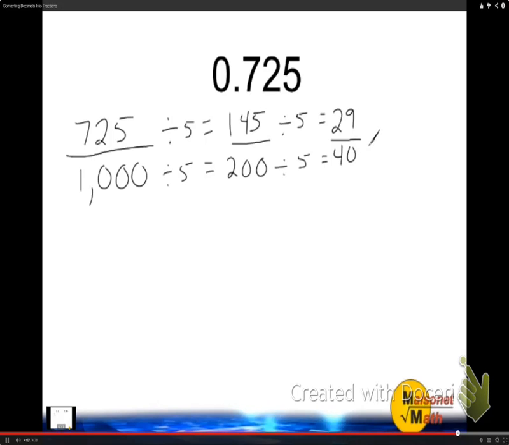The only common factor that 29 and 40 share is the number 1. And when the number 1 is the only common factor remaining, you have reduced your fraction into simplest form. So we would say that 725 thousandths expressed as a fraction in simplest form is 29 fortieths.